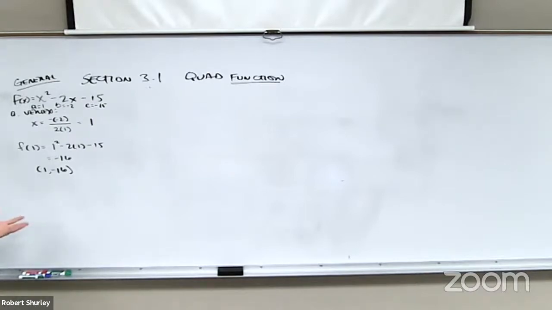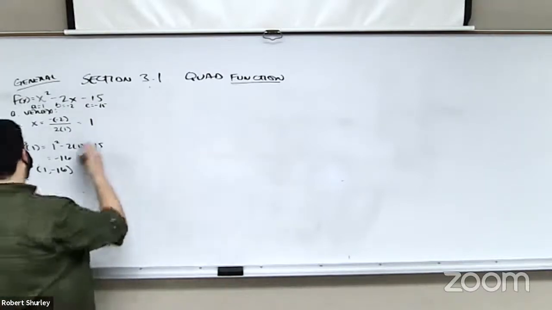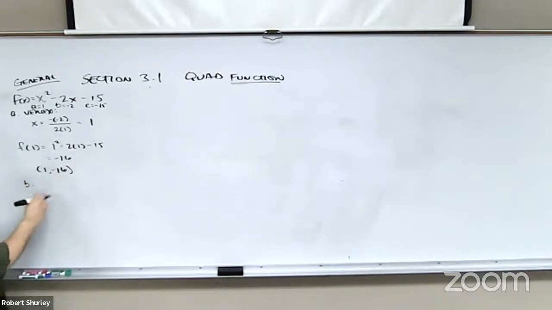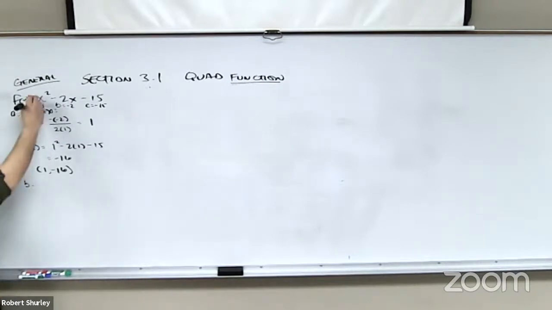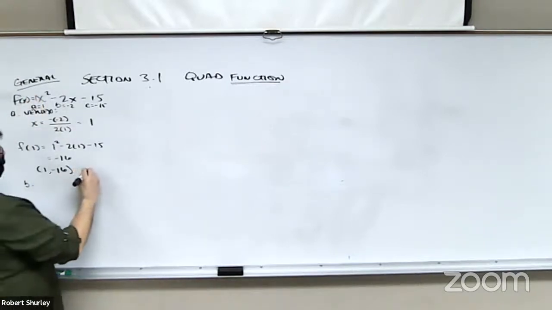Okay, let's find the other parts of this graph. Let's find the intercepts. I'll tell you the y-intercept. Oh, actually, is this going to be a max or a min? Maximum or a minimum? It's going to be a minimum because that a is positive, right? So this is going to be a minimum.